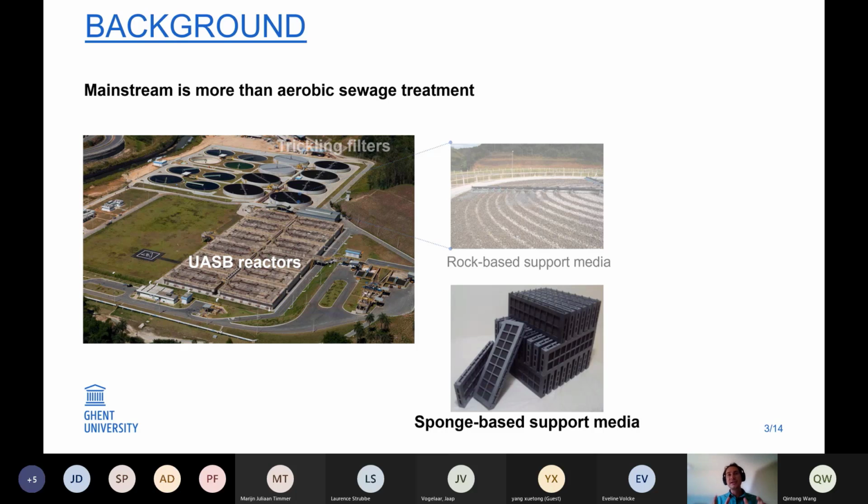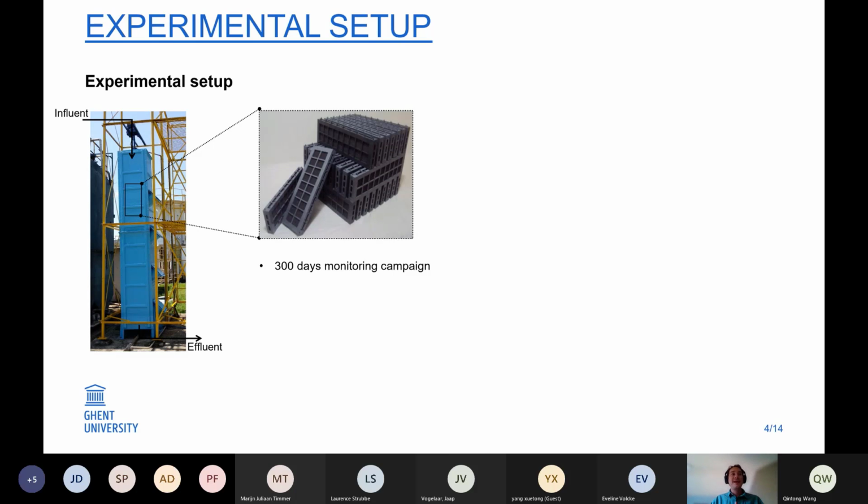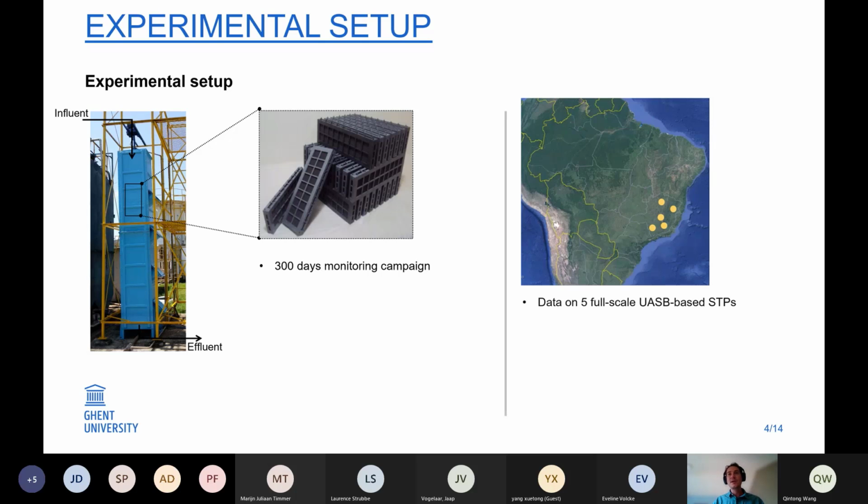Nonetheless, a mechanistic understanding of the nitrogen conversions, in this case using sponge-based support media in trickling filters, is still lacking. And that's the core subject of this presentation. So we had the opportunity to assess, through a very long monitoring campaign, a demonstration scale trickling filter filled with this sponge-based carrier media. On top of that, we also had the opportunity to gather data on 5 different full-scale UASB-based sewage treatment plants, or STPs, in a broad area in the southeast part of Brazil.